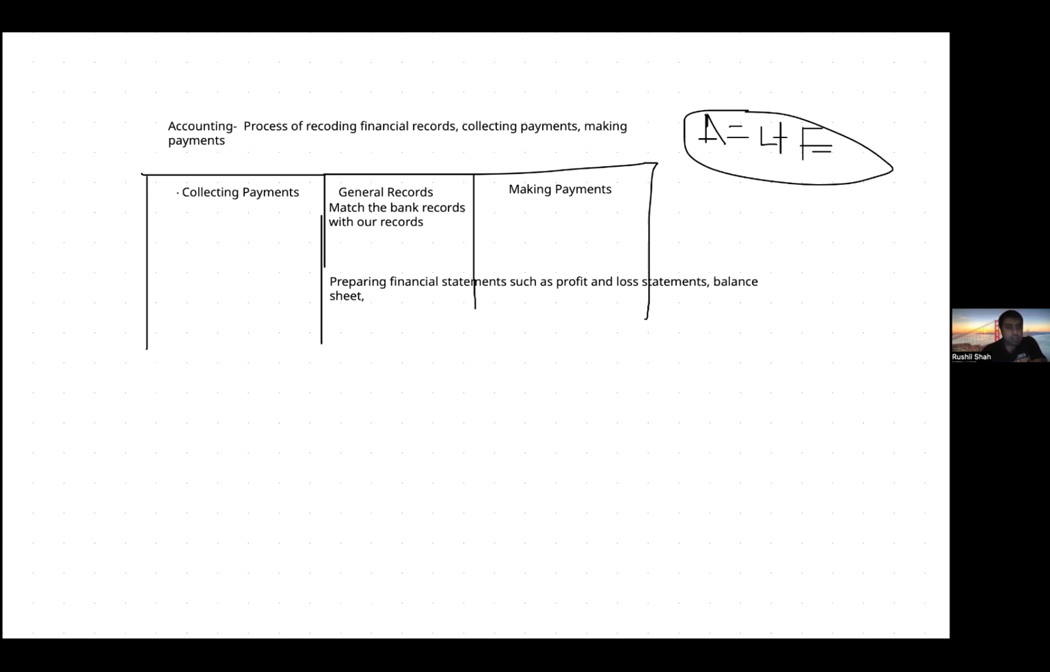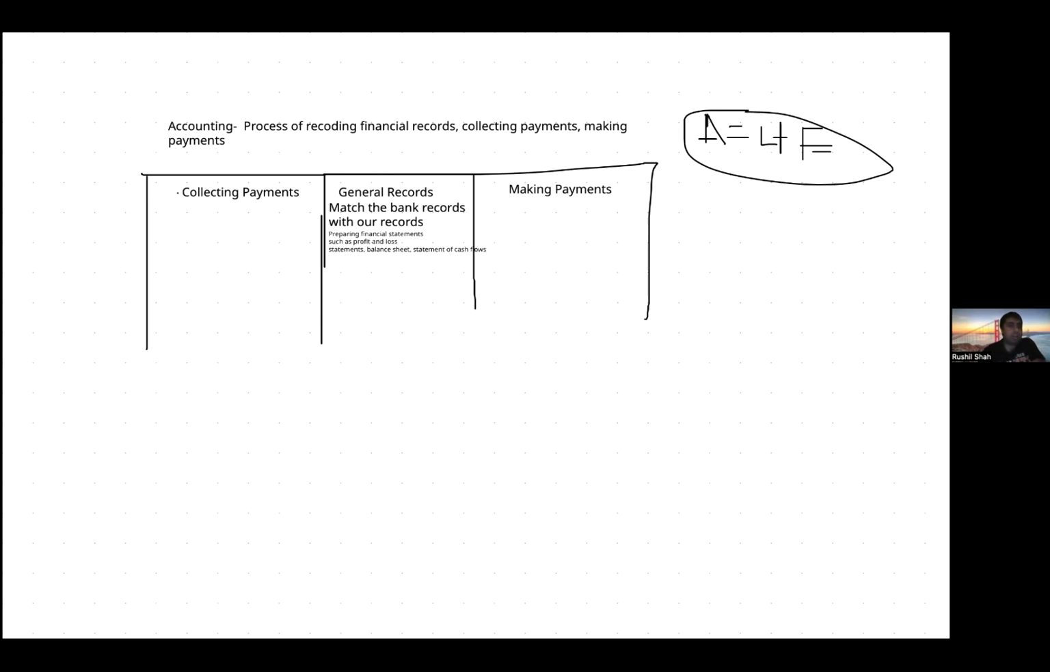And then there's the statement of cash flows. Cash flow is how much you spend in cash or how much you have in cash, and so on. So basically that's kind of it.